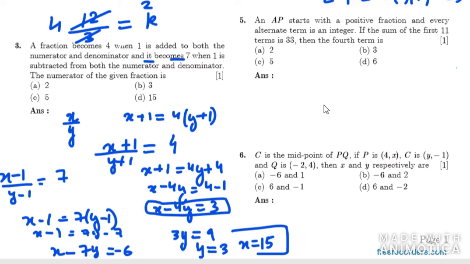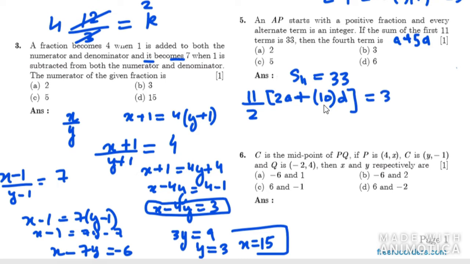If the sum of the first 11 terms is 33, then the fourth term is. So S11 is equal to 33 and we need to find the fourth term, and the fourth term can also be written as a plus 5d. Now in S11 I would be applying the formula for sum, that is 11 over 2 twice of a plus n minus 1, that is 11 minus 1, that is 10.